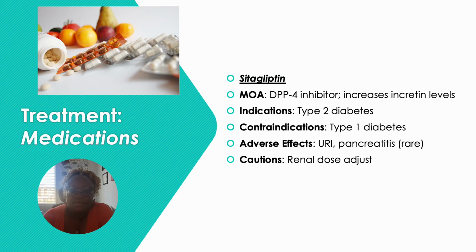Sitagliptin. This is a DPP-4 inhibitor. It increases incretin levels. Indications are type 2 diabetes. It's contraindicated in type 1 diabetes. Adverse effects: upper respiratory infection, pancreatitis, which is rare, and we use this cautiously in patients with renal impairment.